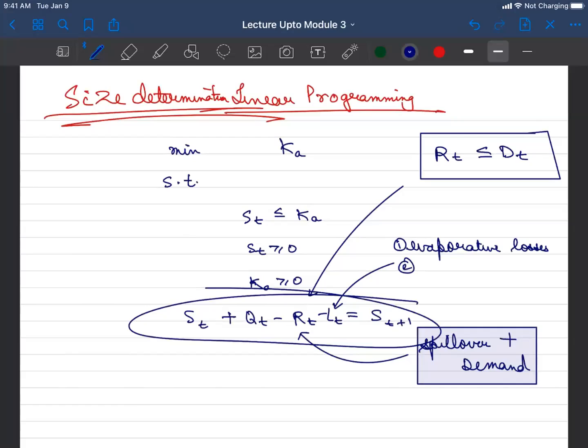S_t plus Q_t minus release minus L_t, because you know hydrology now, right? That's what we have been doing. Does it make sense? Yes, sir. Anything else that we have missed here?